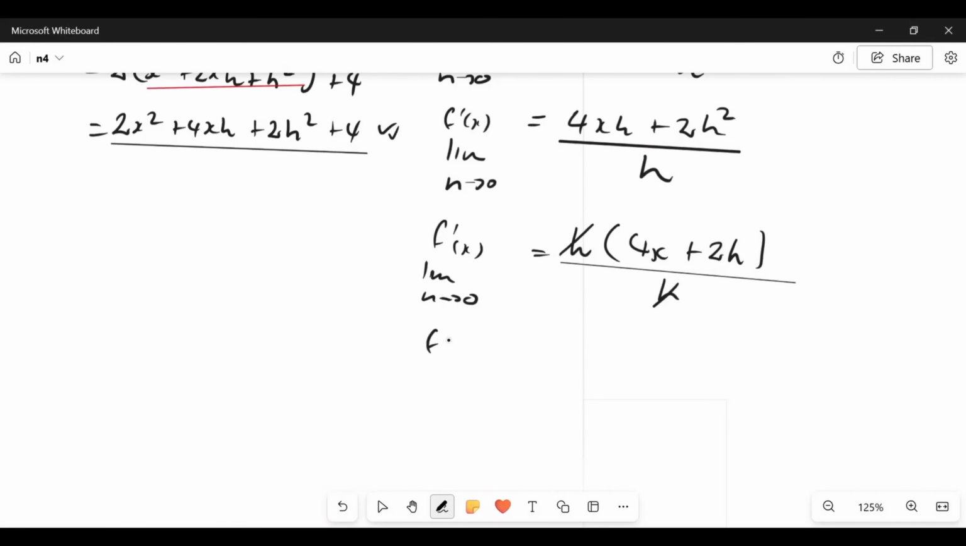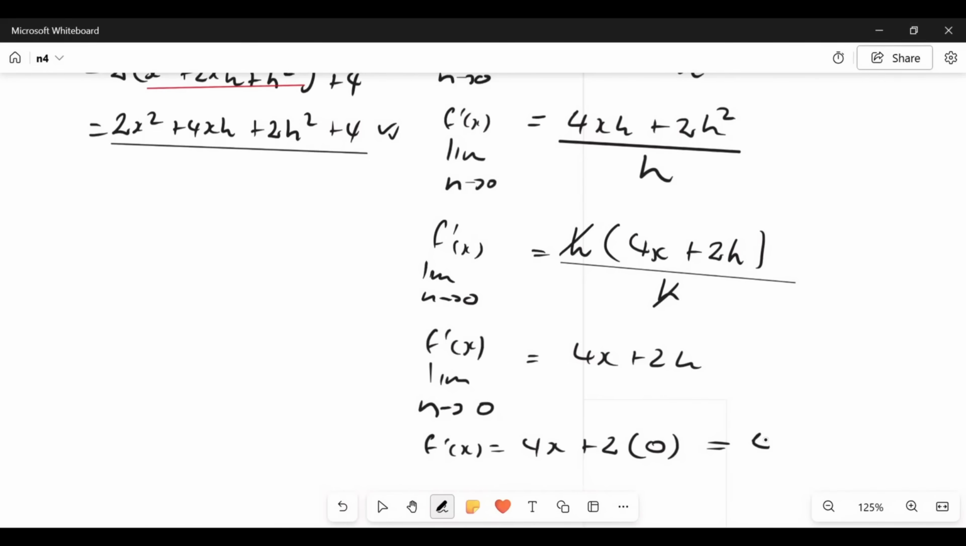Now what we're left with here is f'(x) equals the limit as h approaches 0 of 4x plus 2h. Now that we are left with this, we can start substituting 0 wherever there is h, because our h approaches 0. So you can write it like this: f'(x) equals 4x plus 2 times 0. Wherever there is h, we substitute with 0. So our final answer is actually 4x. That is our final answer.